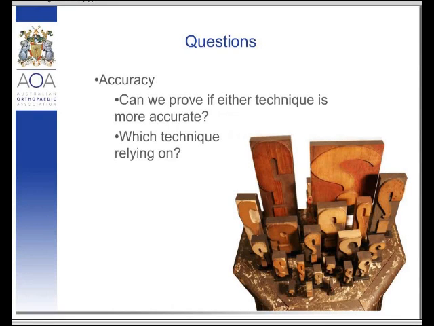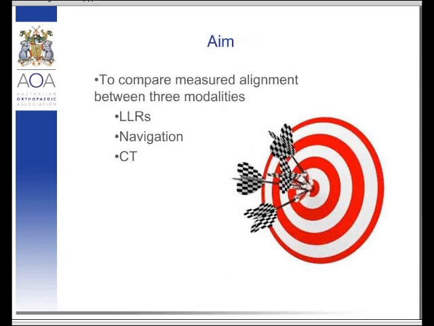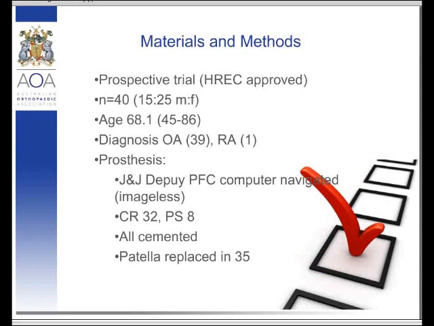So we decided to undertake a project looking at alignment, including the often used long leg radiograph and navigation, and also introducing CTs on patients to try and identify whether we can prove whether one or the other is or isn't more accurate. So a prospective trial with human ethics was undertaken. 40 patients were recruited, the majority being female, as representative of the cohort at St. Vincent's. Most of them had osteoarthritis and all underwent a DePuy PFC computer-navigated knee replacement, majority being cruciate retaining.